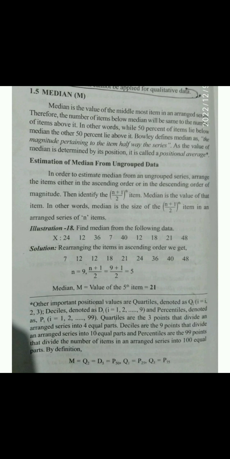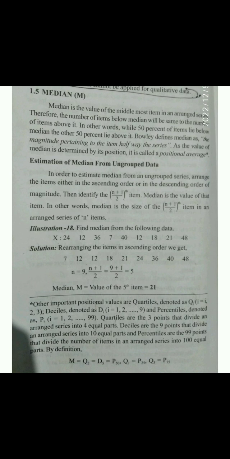So how can we find the value of the median from ungrouped data? There is a formula: the (n plus 1) by 2th item. We can identify the median by using the formula (n plus 1) by 2th item. The median is the size of the (n plus 1) by 2th item in an arranged series, where n is the number of items.